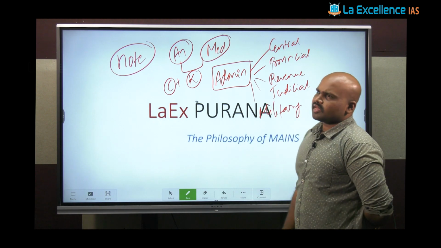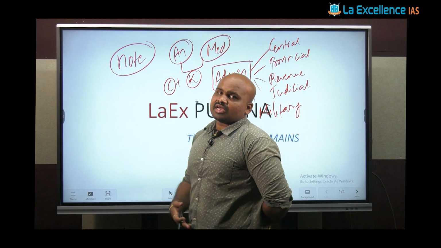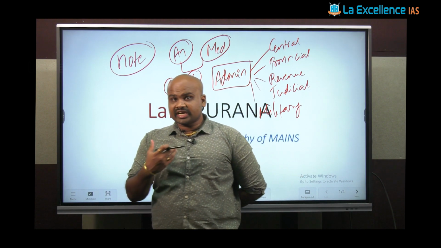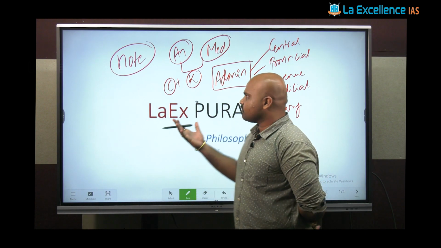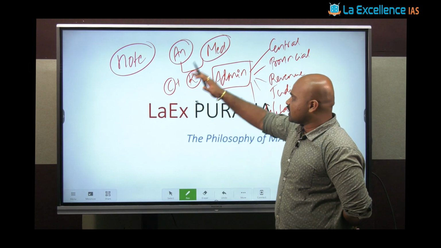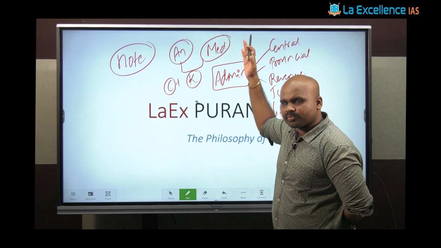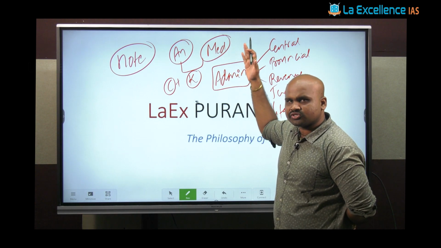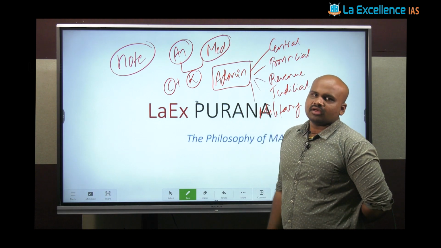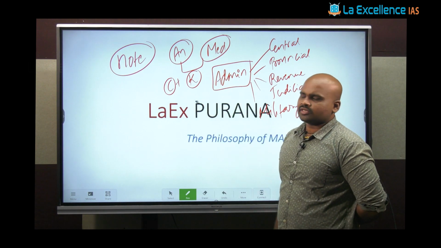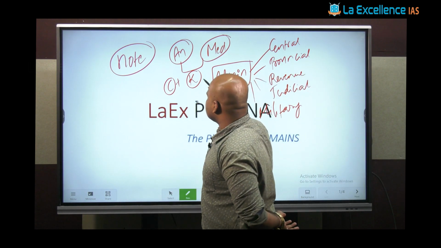So whenever you are making notes on a kingdom, or studying any kingdom, this is one way of studying it: what is their administrative setup? That administrative setup may be central, provincial, revenue, judicial, or military.